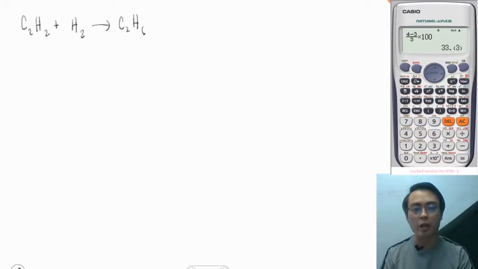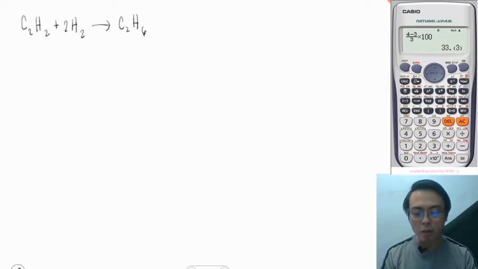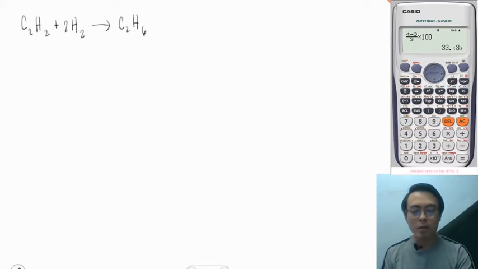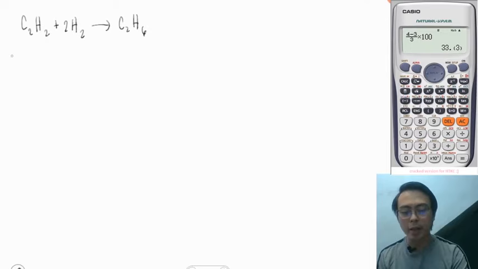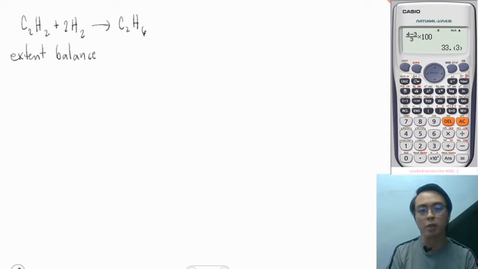Now this is not yet balanced, so let's try to balance this reaction. We have 4 hydrogen here, we have 6, so I need to multiply this by 2. The carbon is now balanced, the hydrogen is also now balanced. Okay. So let's try to write the extent balances. You need to pay attention because the extent of reaction method is one of the main methods that you can use to solve material balance with reaction problems.